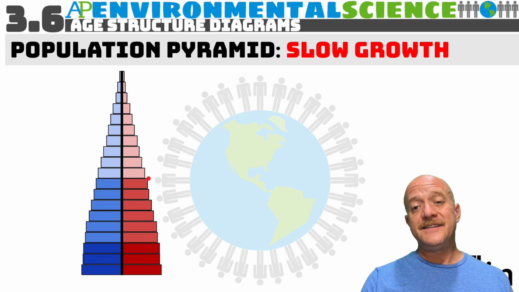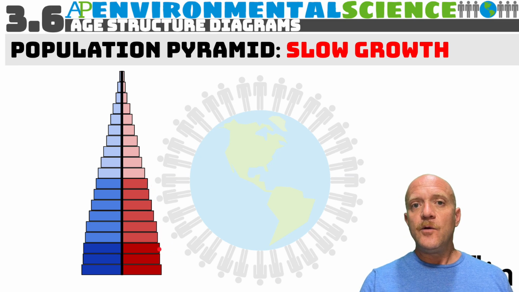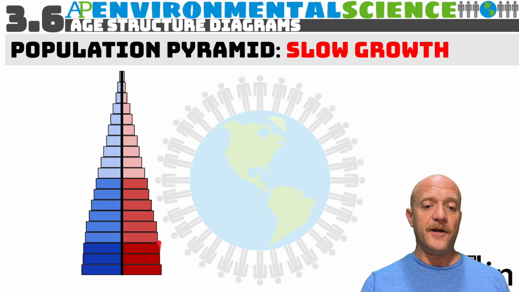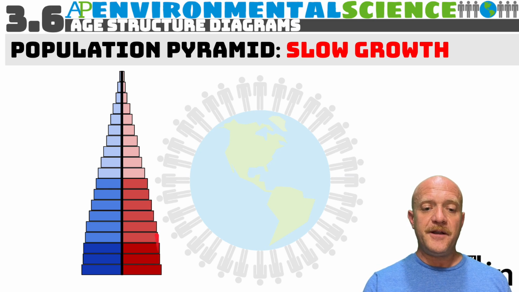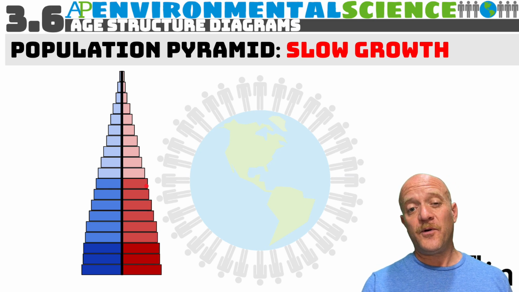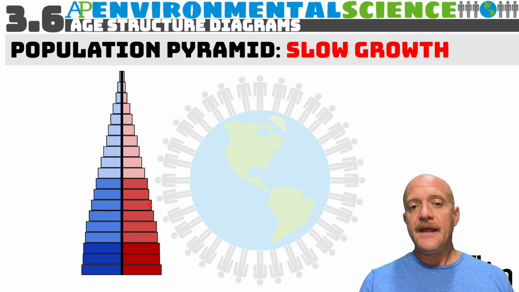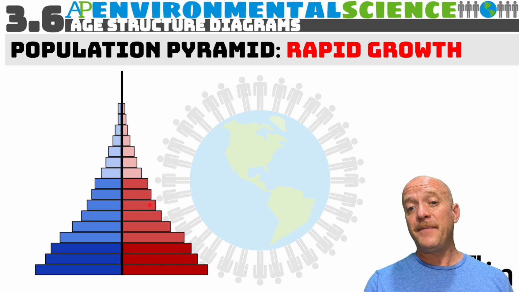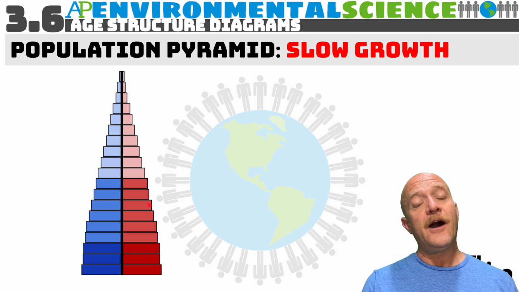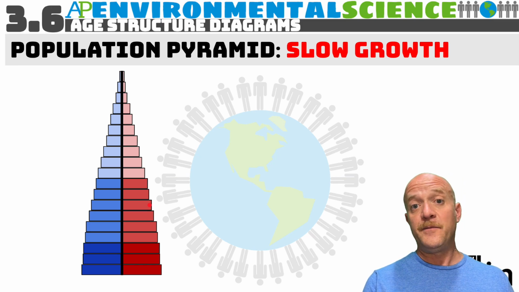So a population that is experiencing slow growth still has a wider base, which means the pre-reproductive cohort is still wider than the reproductive cohort. So when the pre-reproductive ages into the reproductive cohort, they will still be having offspring. So this will still be slightly wider than the cohort above it. Now again, this may be a population that is slowing down. It may have started out rapidly and now it is starting to slow down. And this is something you will see as populations or as countries get older and more developed.